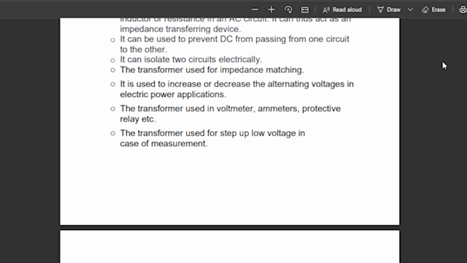The transformer is used for impedance matching. It is used to increase or decrease the alternating voltage in electric power applications. The transformer is used in voltmeters, ammeters and protective relays. The transformer is used to step down low voltage in case of measurement.